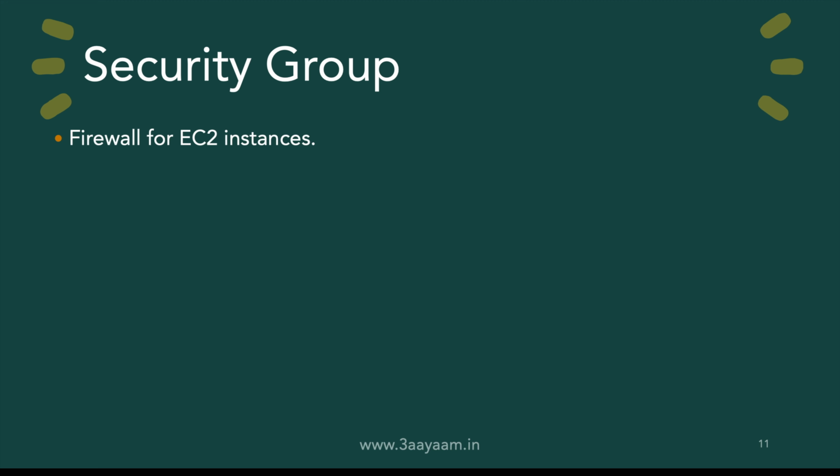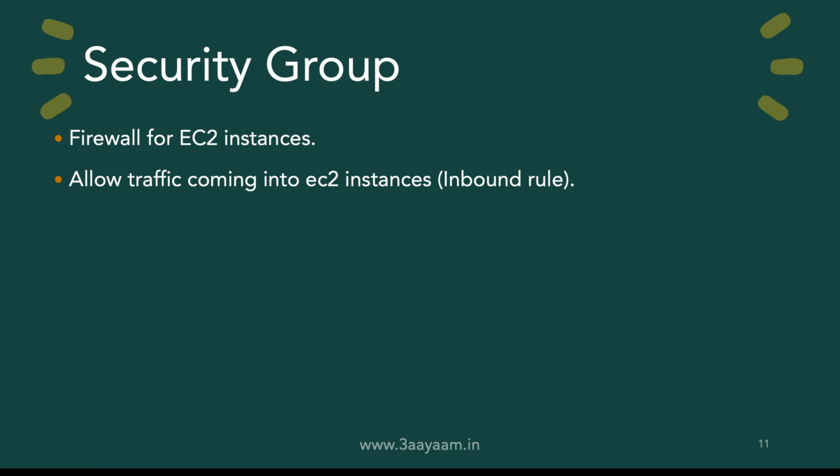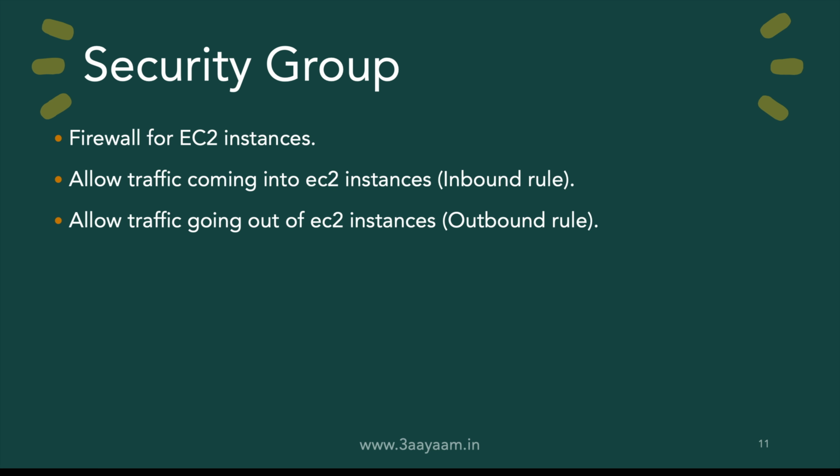First of all, security group is a firewall for EC2 instances. So using security group, you can allow traffic coming into the EC2 instance using inbound rules. So you can allow only a certain IP address or certain network address. You can also allow outgoing traffic from EC2 instances using outbound rules. Security group is rule based.